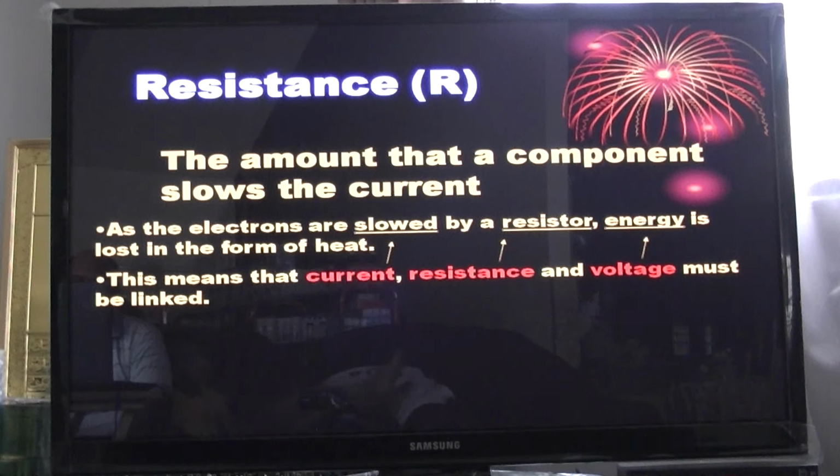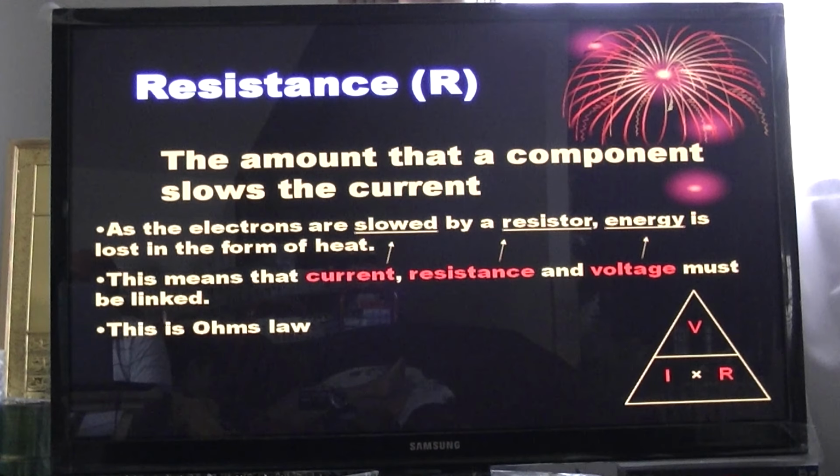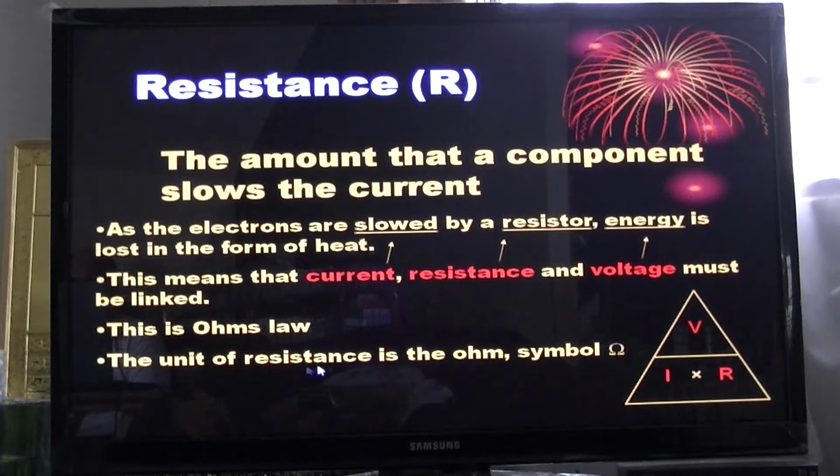This means the current, the resistance, and the voltage must be linked. According to Ohm, this is Ohm's law: V equals I times R, which is voltage equals current times resistance. This is the formula. If we want to get current, it is voltage divided by resistance. If you want to find resistance, it is the voltage divided by current. The unit of resistance is called the ohm, with the Greek symbol omega.